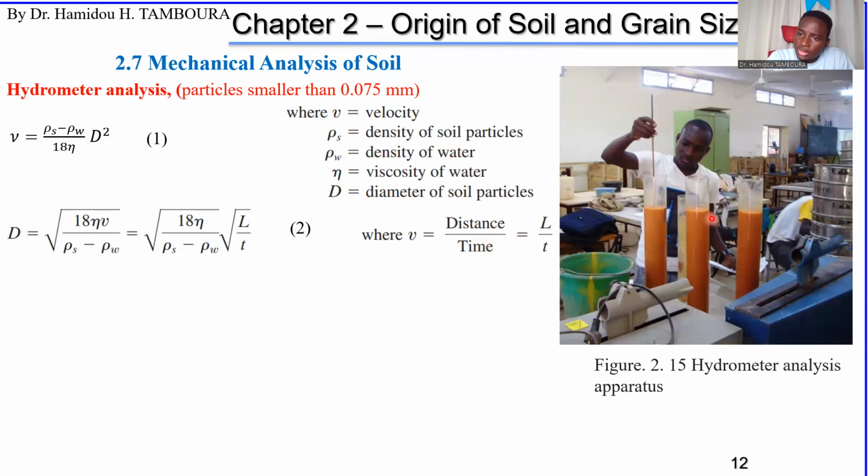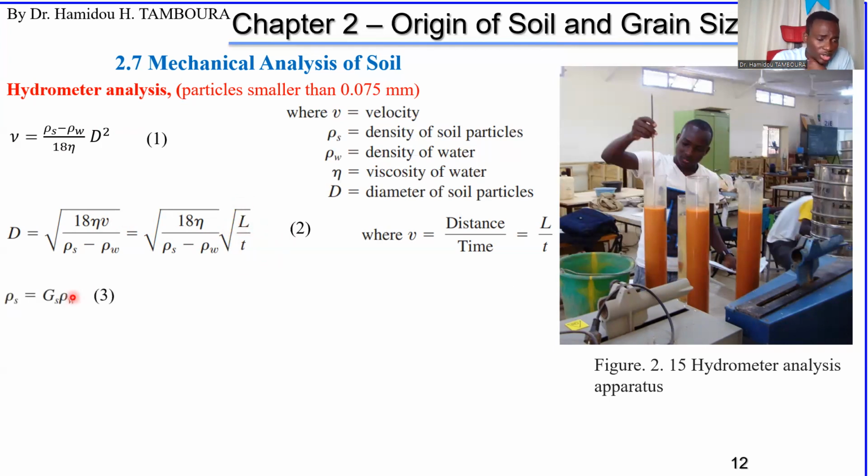So the distance the particle will go from top to the bottom in the tube, and the time it will take from a given position, that will be the velocity, like the average velocity. So we just replace this V by L divided by T. So this is the velocity.